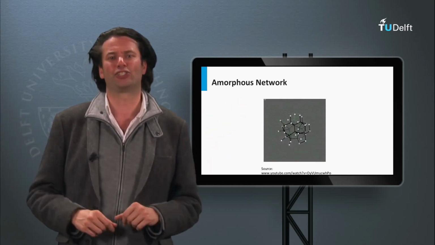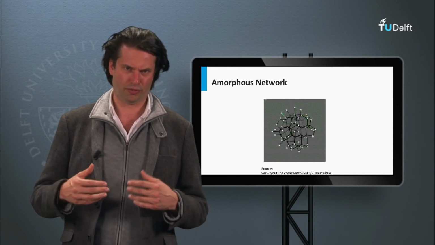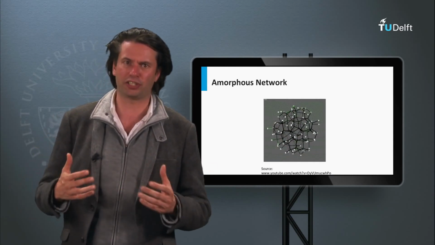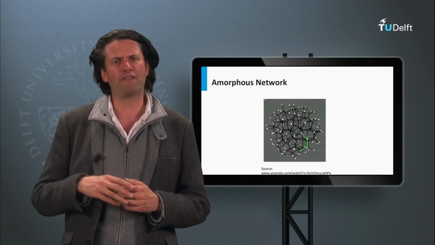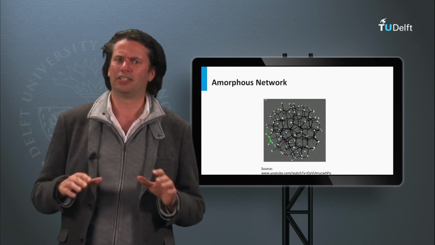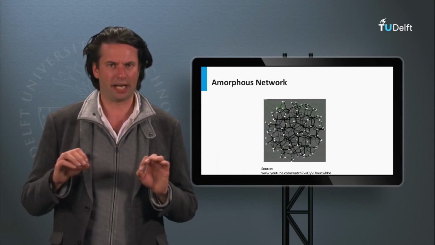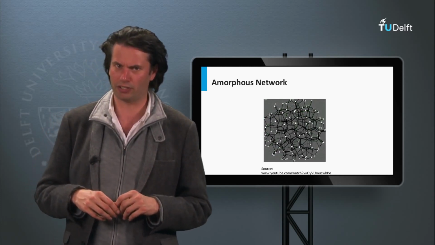What does an amorphous lattice look like? Last week we discussed crystalline silicon. Crystalline silicon has an ordered lattice in which the orientation and structure is repeated in all directions. For amorphous silicon this is not the case. The lattice is disordered, as you can see in this animation. The animation shows the growth of a so-called continuous random network.